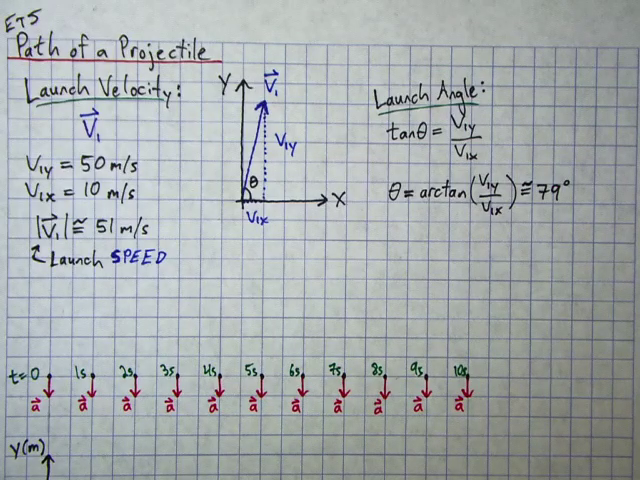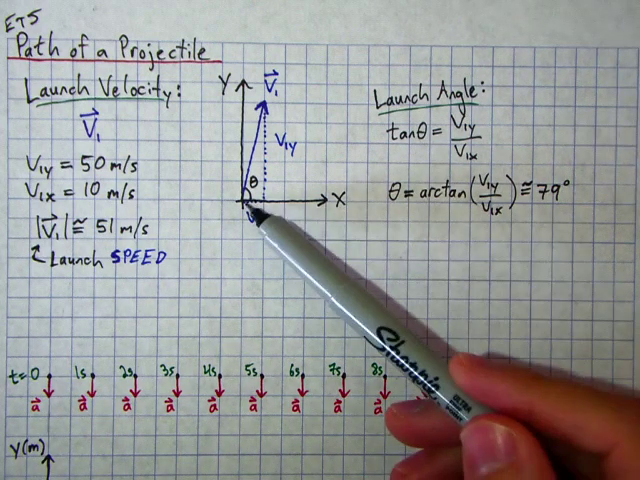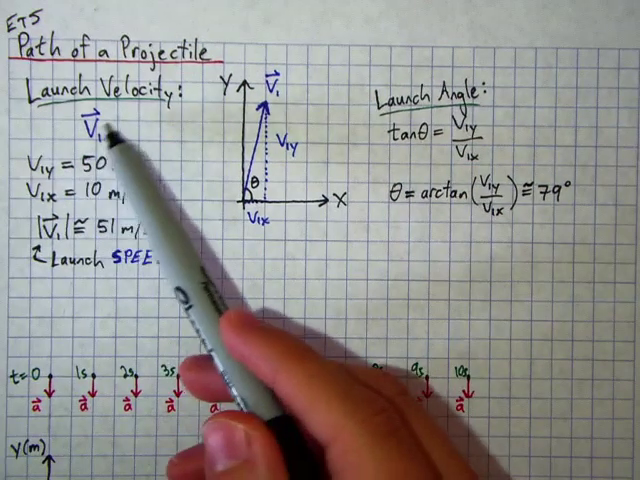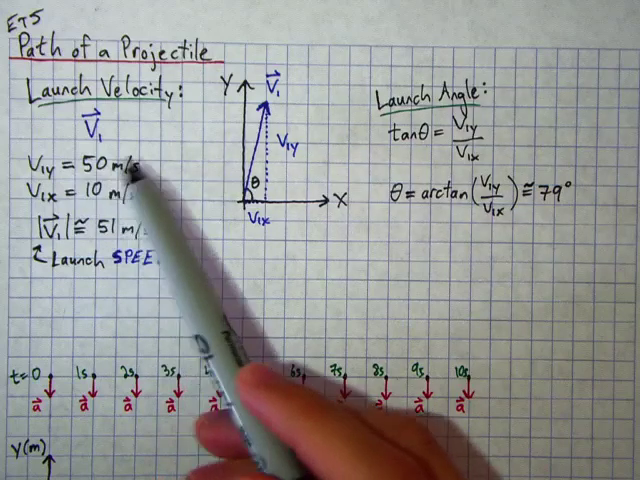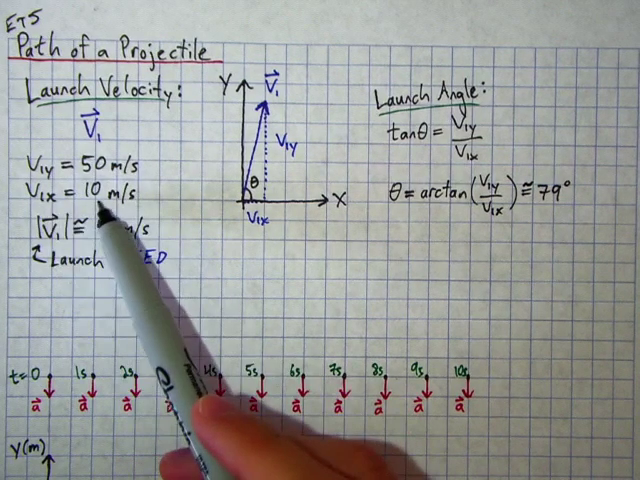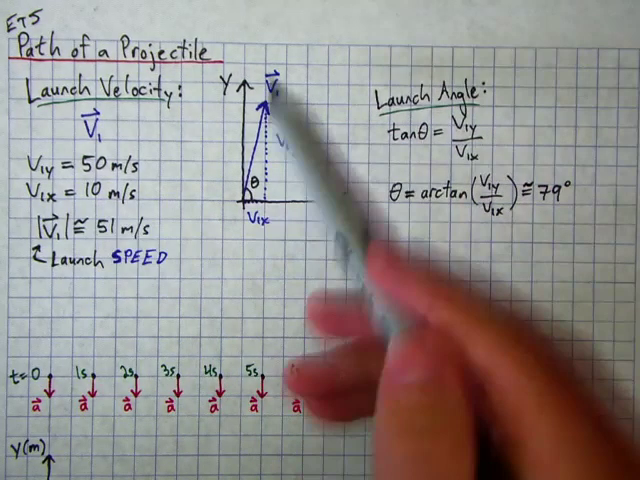Our goal is to determine the shape of the path of a projectile moving through the air. So let's look at a specific example. Let's say we launch from the origin at time t equals 0, and our launch velocity, v1, will have components 50 meters per second in the vertical direction and 10 meters per second in the horizontal direction.